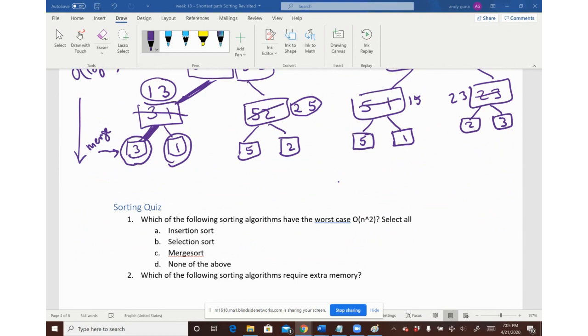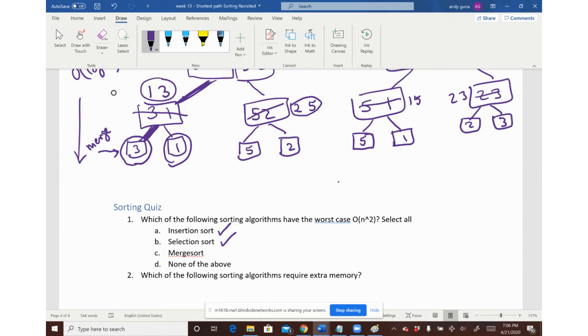Okay, so most of you picked A. That's actually true. A is true. So is B. Both A and B are true, and no one picked C. That's good. So insertion sort and selection sort both are bad algorithms. They are quadratic algorithms. Insertion sort is much better than selection sort for various reasons.